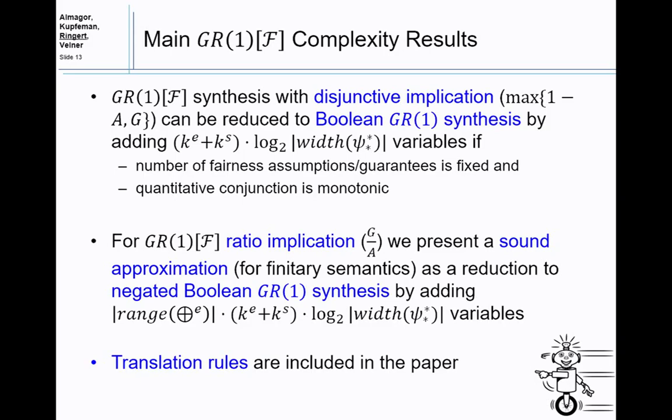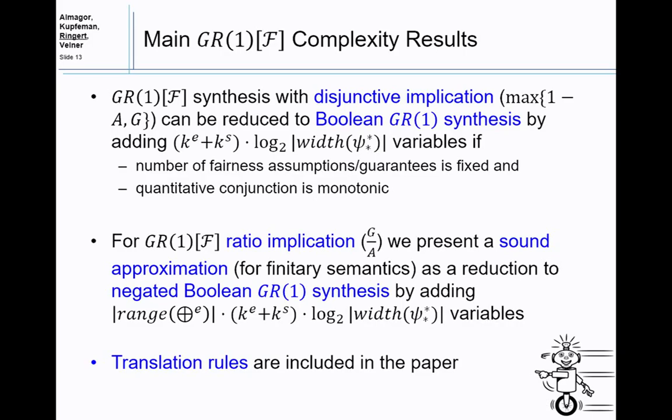So that's our main results. They say that Gr1F synthesis with disjunctive implication, we can reduce it to Boolean Gr1 synthesis with additional memory. This memory is basically the number of assumptions plus the number of guarantees times a record for the achieved value in every assumption and guarantee. These are the variables that we add.